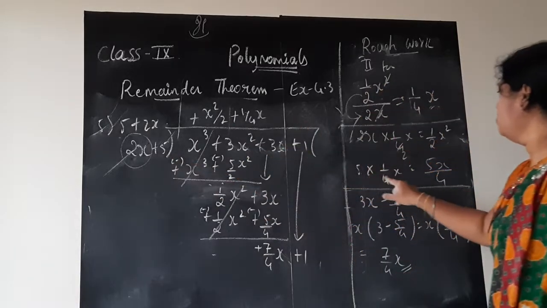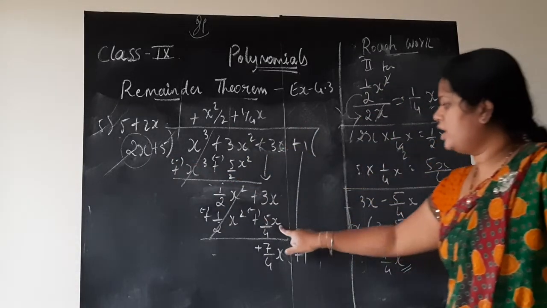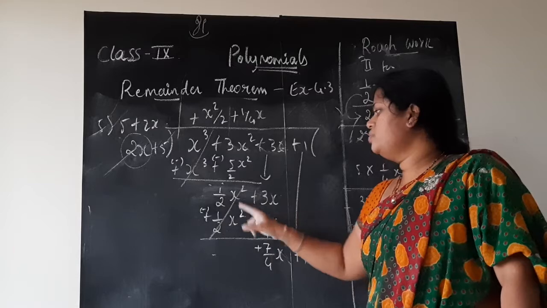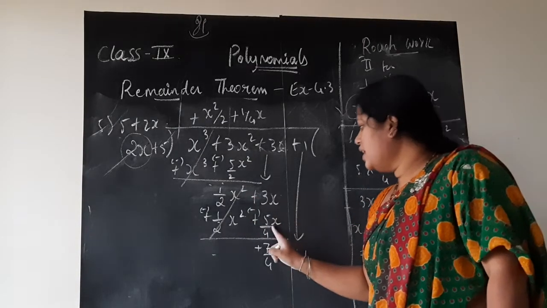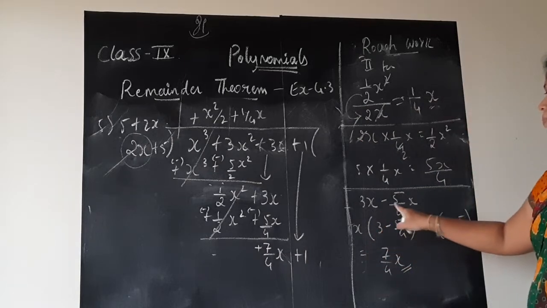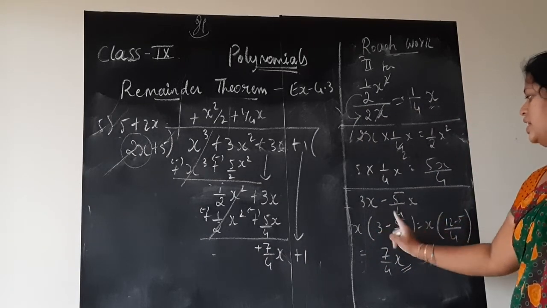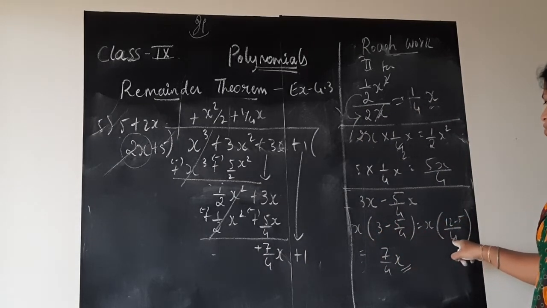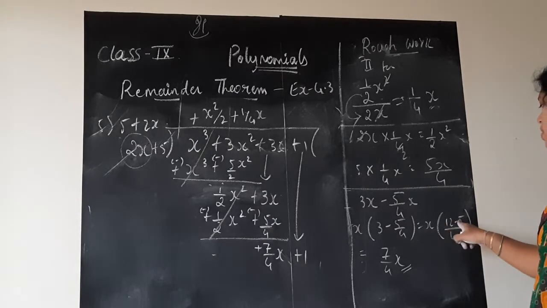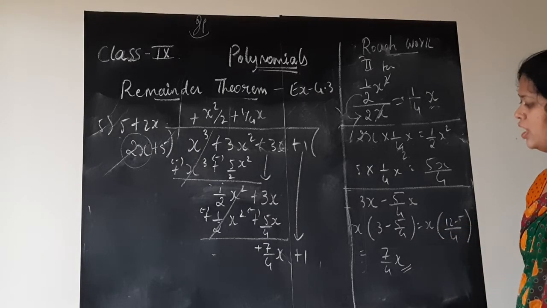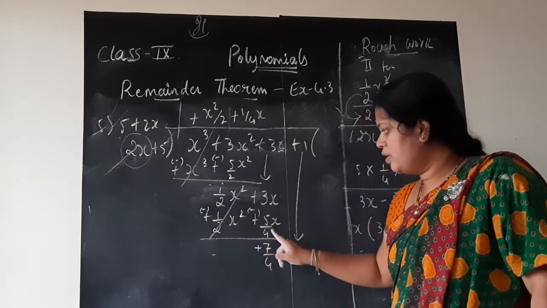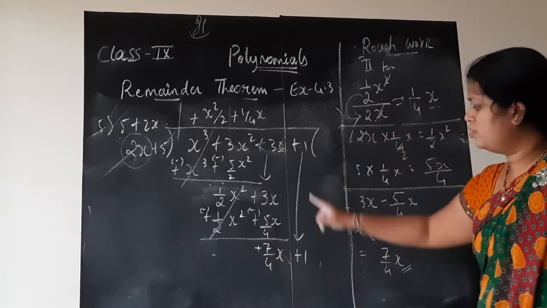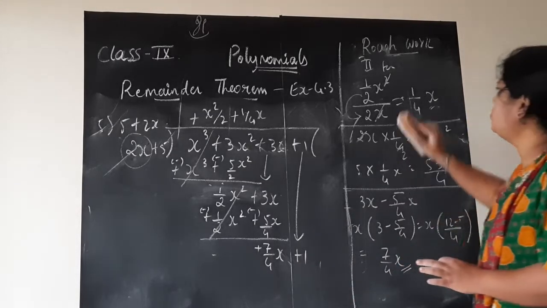Next 5 into 1 by 4x square, 5x by 4. I wrote 5x by 4. When the sign is changed, plus half x square minus half x square got cancelled. Plus 3x minus 5 by 4x is there. Taking x common, 3 minus 5 by 4, LCM has to be taken. 4 is the LCM, 12 minus 5 is 7 by 4x we got. So plus 3x minus 5 by 4x is plus 7 by 4x. I brought down the last term, that is plus 1.